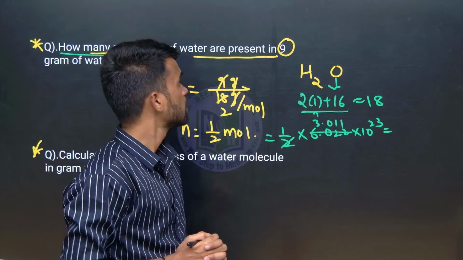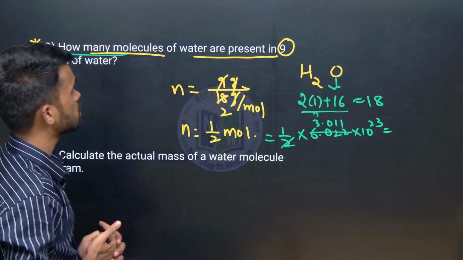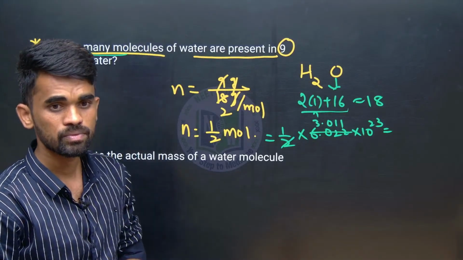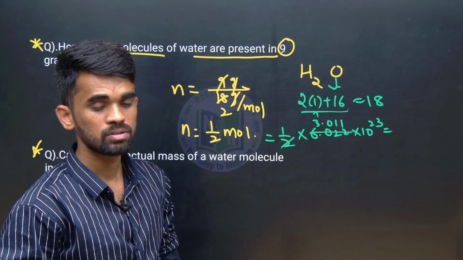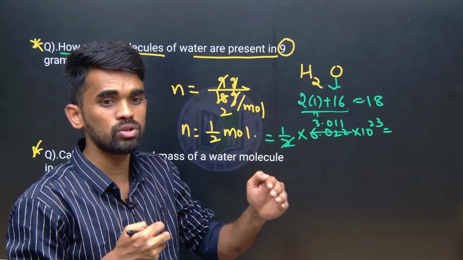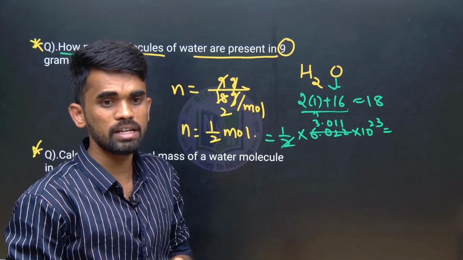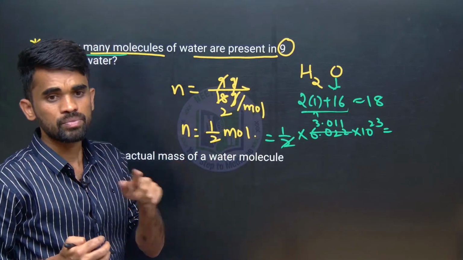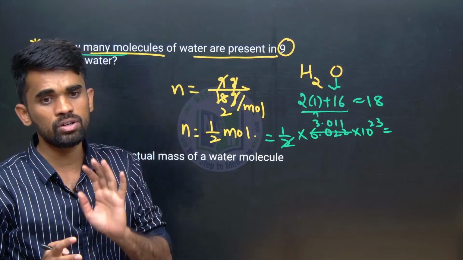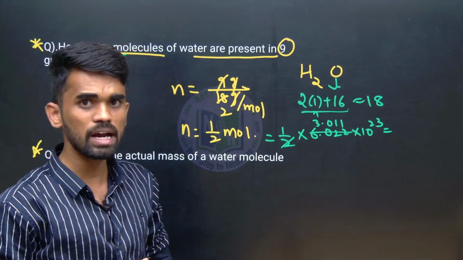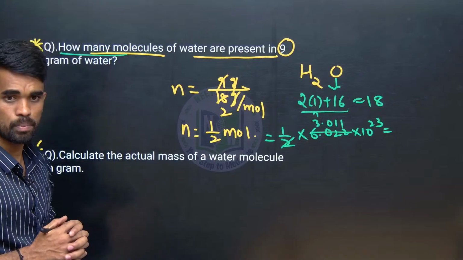If instead of giving 9 grams, I give you 3 grams, it is 3 by 18 into Na. 3 by 18 means 3 ones are 3, 3 sixes are 18, so 1 by 6 into Na, Avogadro number. That's your answer. Hope it is clear now?